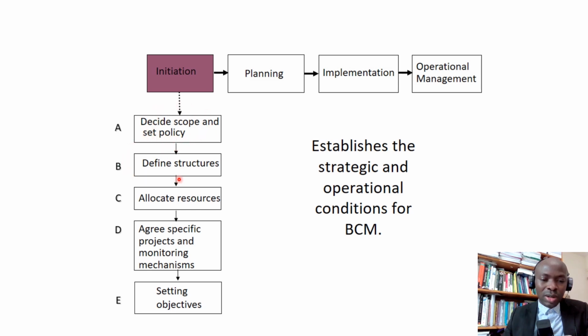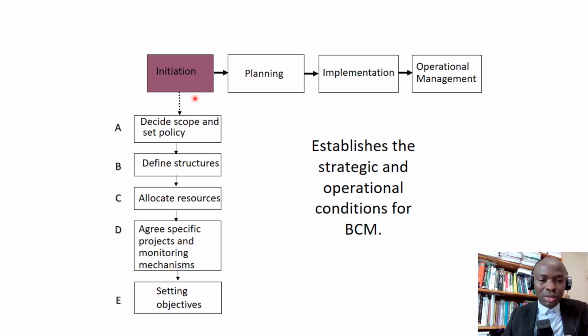And of course, you can try to define the structure. What structures are you going to operate? Who is reporting to what and at what level? What are their interactions like? You want to define the structures. Then you can go on to look at how you allocate your resources. Once the resources are properly allocated to different personnel within the organization, you start to agree specific projects or monitoring mechanisms, and of course you set your objectives as well. So the initiation stage is absolutely essential, crucial to your overall business continuity plan.